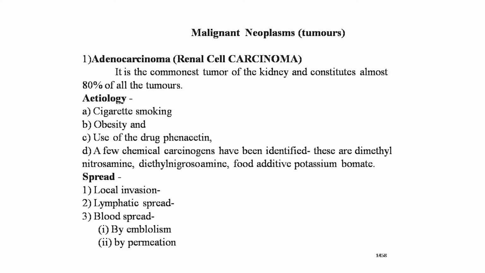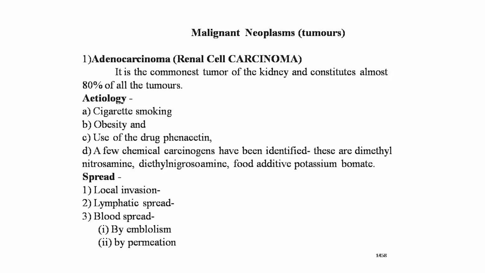Now first, adenocarcinoma, that is the renal cell carcinoma. It is the commonest tumor of the kidney and constitutes about 80% of all the tumors. Etiology: cigarette smoking, obesity, and use of drugs like phenacetin. A few chemical carcinogens have been identified.